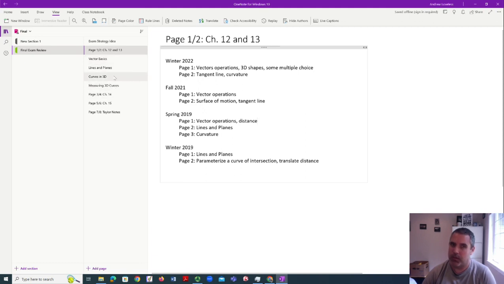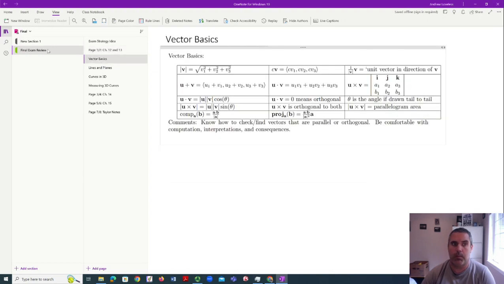So I've broken it into 4 things. Questions that have to do with vector basics or foundations, questions that have to do with lines and planes, questions that have to do with just curves in 3D in general, and then talking about measuring things in 3D. So I just want to say a few words about each one of these topics.